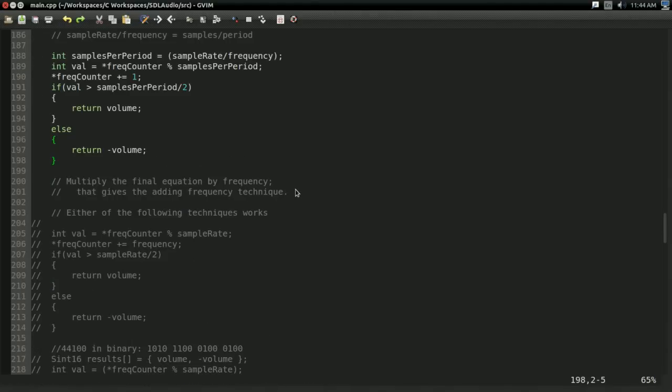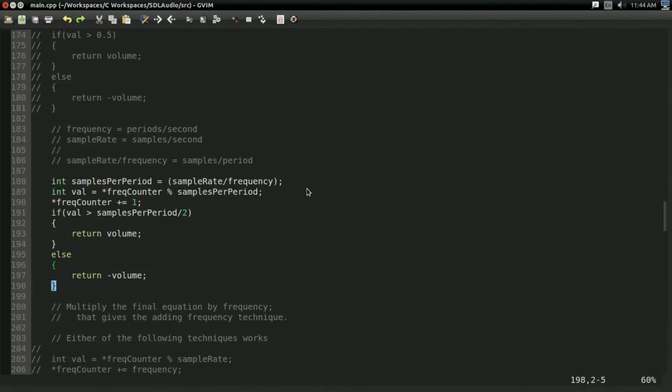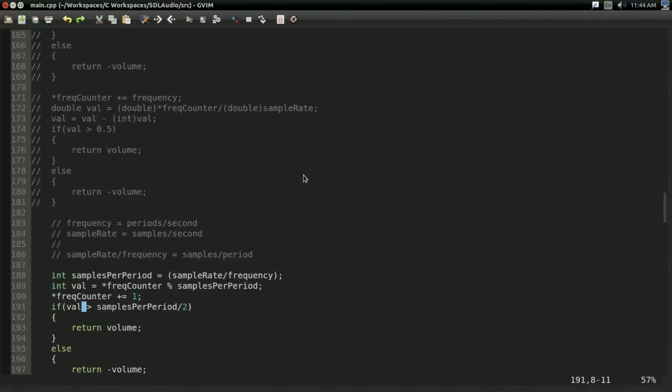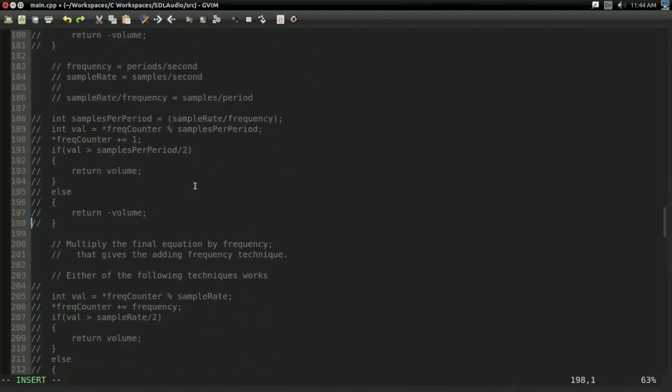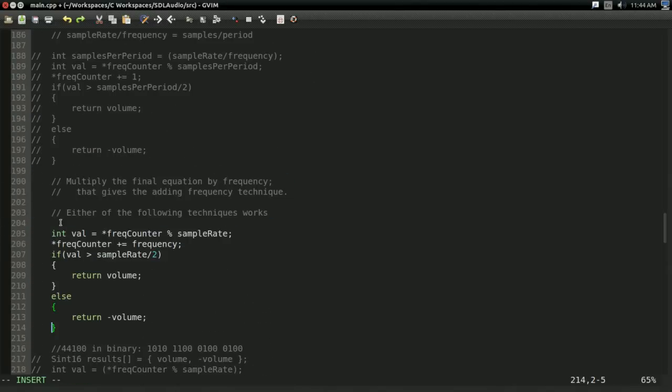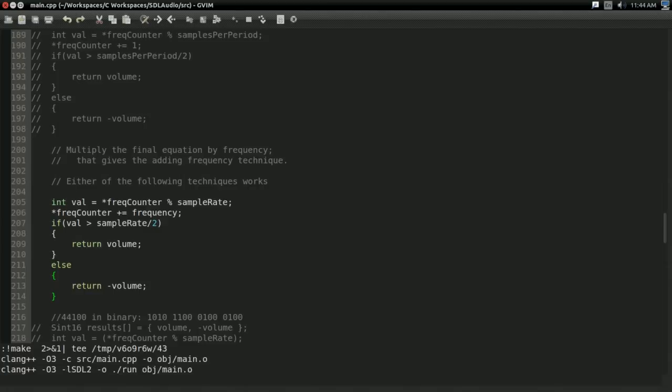So my key insight here was, what's the big difference here? This time, everything's working by frequency rather than 1. So if I multiply this equation by frequency, then all of a sudden I'm doing frequency counter modulus sample rate. I'm adding frequency every time, and what do you know, that's quite a bit like what I was doing with the sine wave. And that's sort of how I reverse engineered how that works, because this also works.